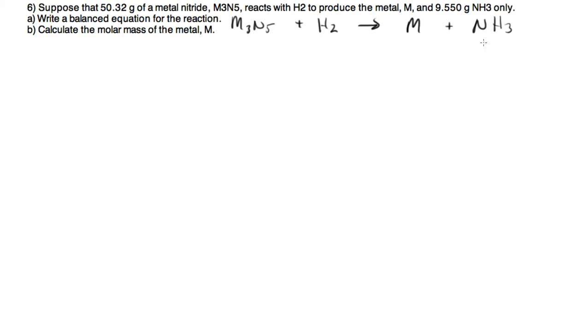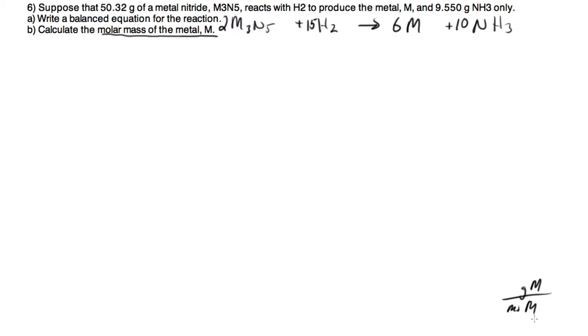If you balance it, and I'm not going to go through the process, this is 2 of this compound, that would be 15 hydrogens, 6 atoms of our metal, or 6 moles, and then 10 NH3s. Okay, so that's our balanced equation. We want to figure out what is the molar mass of M. So we want to figure out grams M per mole M.